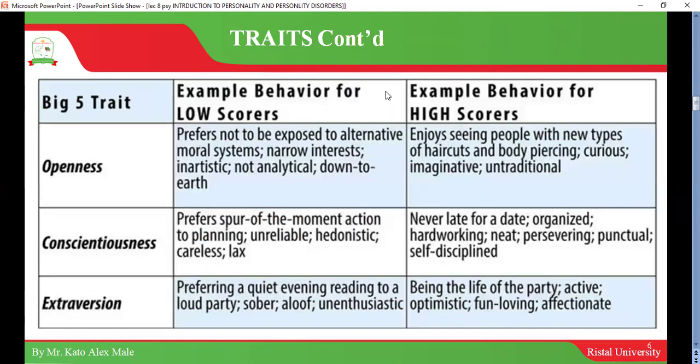Yeah. Then we want to have some examples under these big 5 traits. Yeah. Openness, when it comes to the low score behaviors, individuals prefer not to be exposed to alternative moral systems, narrow interests, in artistic or not analytical. They are down to earth. Yeah. Yes, we have seen this.